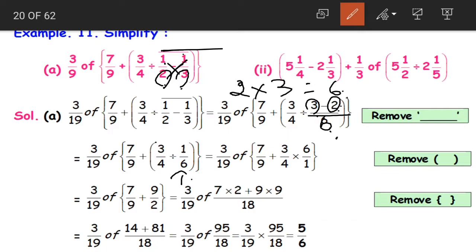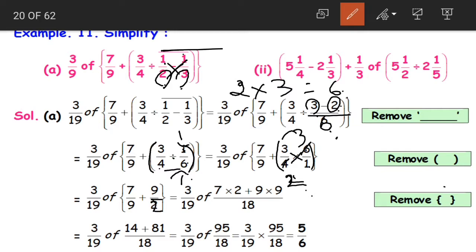Now from this, what should we do next? We need to remove these brackets. How do we remove? We cannot simply remove. First solve the terms inside that bracket and then remove. Now 3 by 4 divided by 1 by 6. How do we divide? Replace the division symbol with the multiplication symbol and write the reciprocal of the divisor. 1 by 6 becomes 6 by 1. Now we are solving this part. Now 4 ones are 4, 2 twos are 4 and 2 threes are 6. Now in the numerator we have 3 threes are 9 divided by 2 in the denominator.